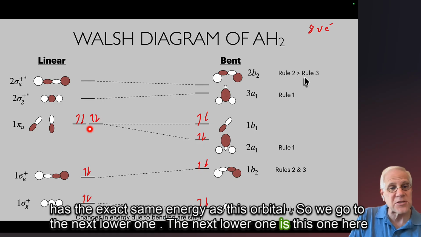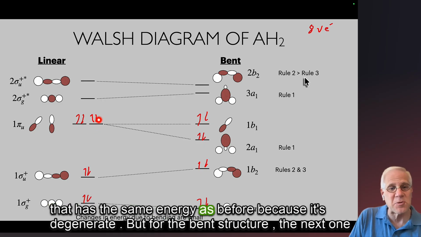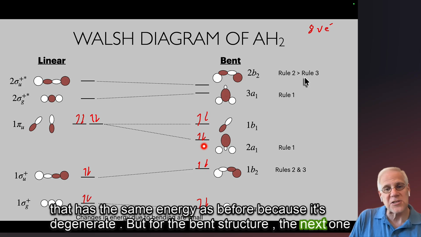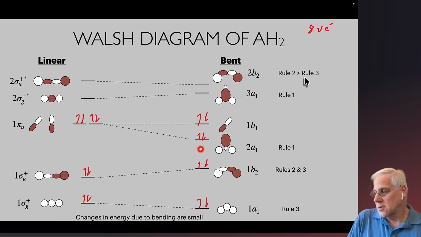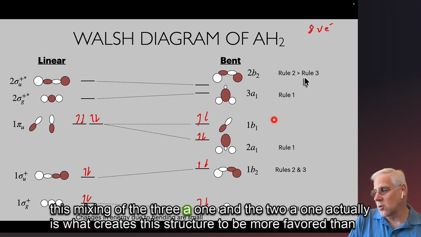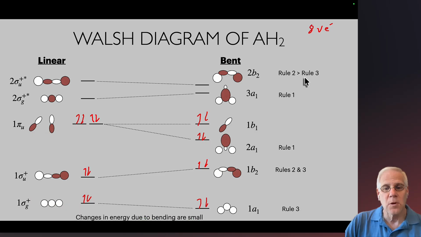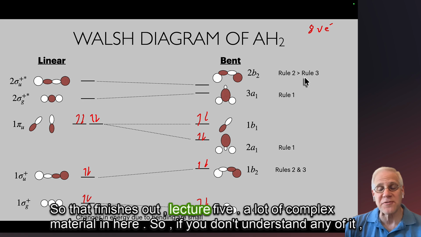The next lower one is this one here that has the same energy as before because it's degenerate. But for the bent structure, the next one comes down here. And so this mixing of the 3A1 and the 2A1 actually is what creates this structure to be more favored than linear. So that finishes out lecture 5.